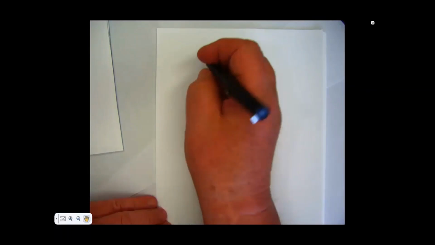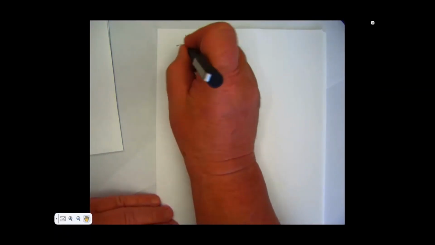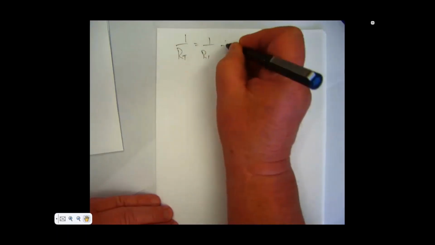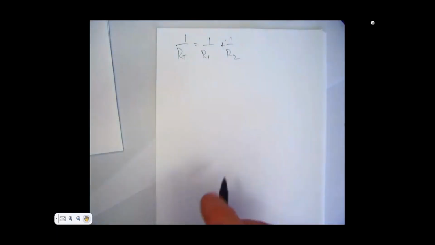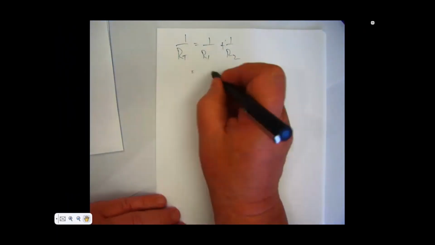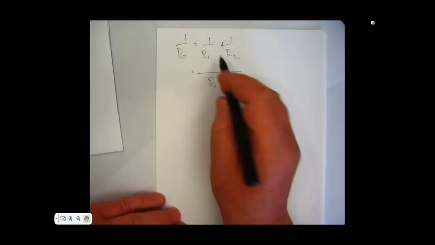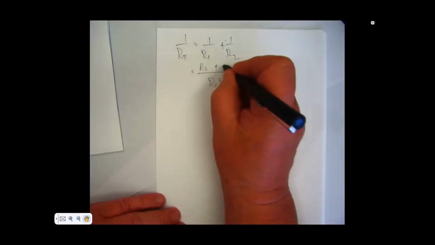Okay, let's just have a look at that problem from before. We've got 1 over RT equals 1 over R1 plus 1 over R2. This will come up again in the course. All right, so we find a common denominator, R1 R2. Divide this in. Okay, so what we get here is R2 plus R1.